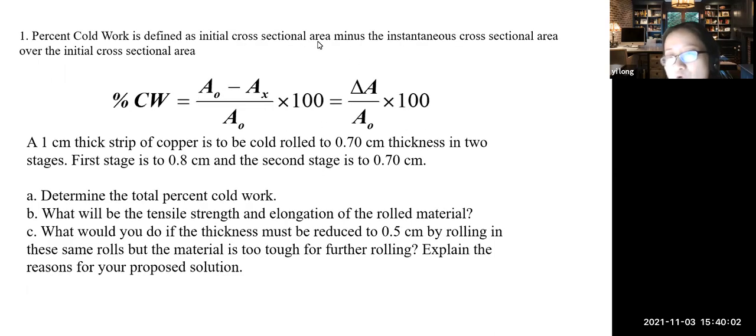Okay, so let's see the first one. Percentage of cold work is defined as initial cross-sectional area minus the final, over the initial. Just use these equations. Very simple. So we said a 1 centimeter thick strip of copper is to be cold rolled to 0.7 in 2 stages. We ignore the first stage. Anyway, we only calculate the last one, right? Which is 0.7. So determine the cold work percentage. What is the tensile strength and elongation? And what will you do if the thickness is not enough?